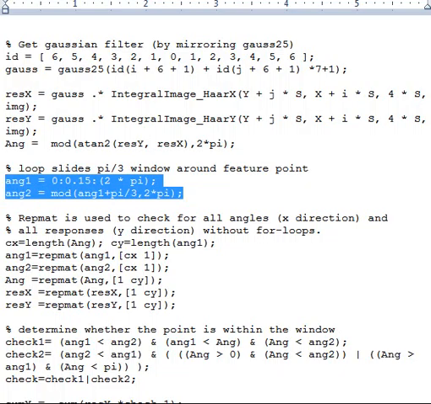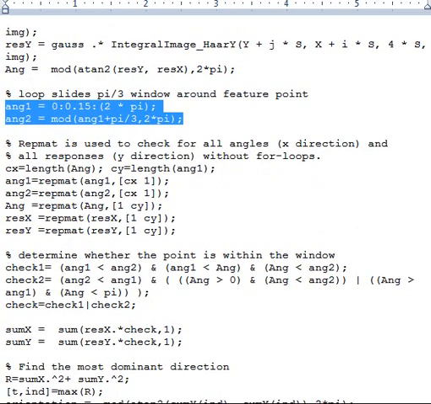Now repeat, check whether all the angles are correct. So with the corresponding responses in y direction, for loops, Cx equal to length of the angle, Ci equal to length of angle 1, then repeat, map the angles and again calculate the Rex y and Rex x. Now if your angle 1 is greater than angle 2 and angle 2 is greater than angle, and angle 1 is greater than angle 2, that is the first check we are doing, and angle 2 is less than angle 1 and angle is greater than 0 and angle is less than angle 2, or vice versa.